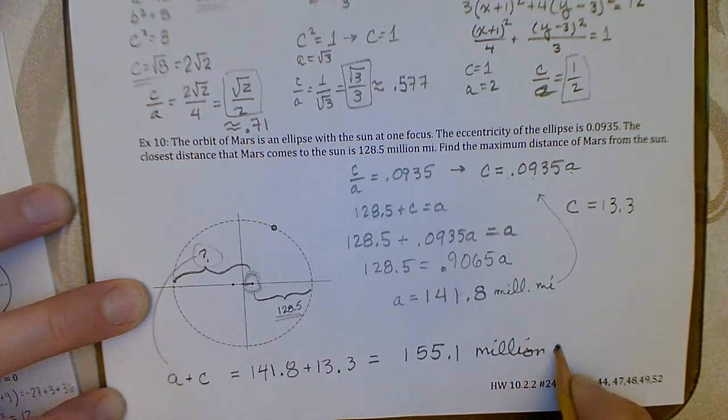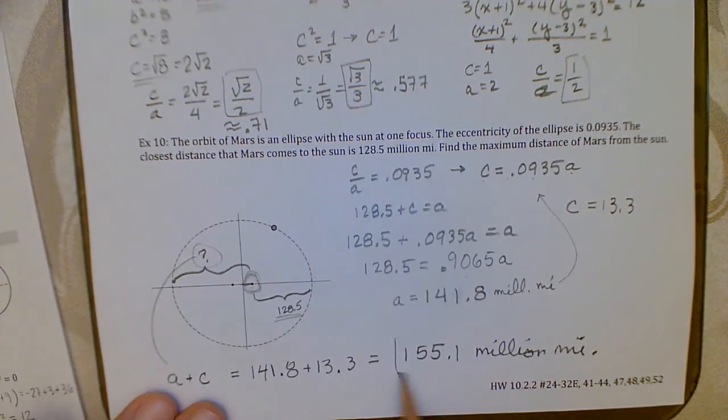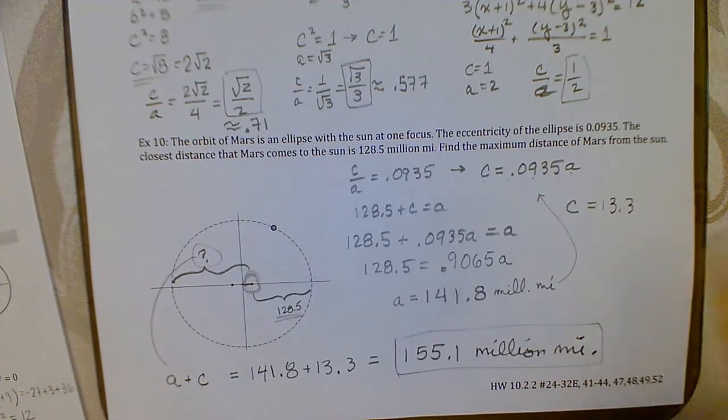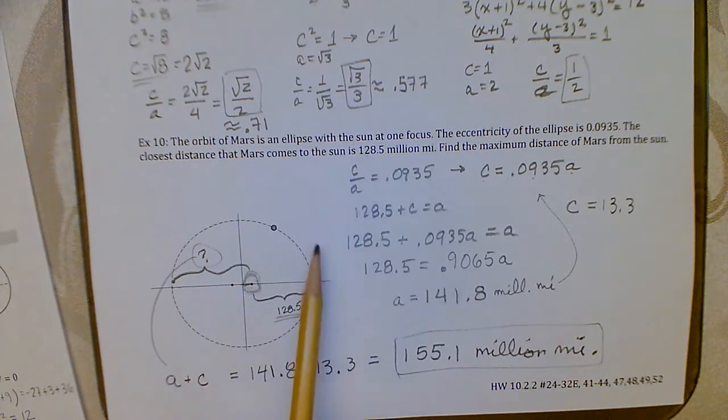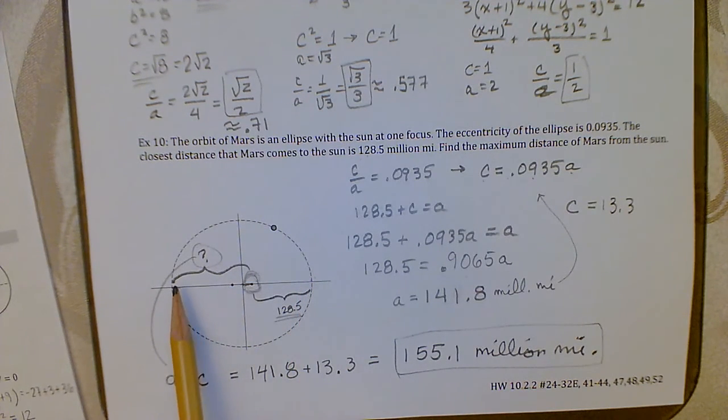million miles. Okay, so that's the furthest away it is. So it oscillates between being this close at some points of its rotation around the sun and this far away when it's at its furthest from the sun. All right, your homework is listed down here.